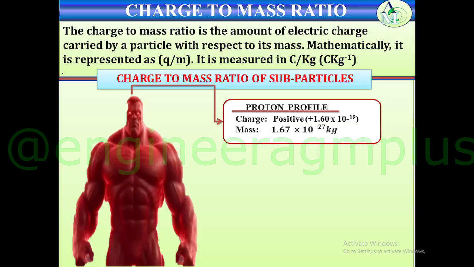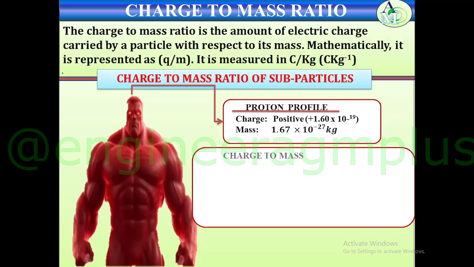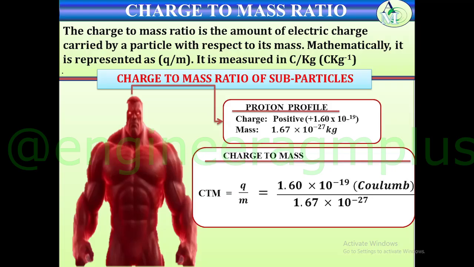This is its profile, that is the charge is positive, that is 1.60 times 10 raised to the power minus 19 coulomb, and its mass is given as 1.67 times 10 raised to the power minus 27 kilogram. How do we calculate the charge to mass ratio? Then it means Q over m. The ratio there can be substituted with a division sign. Q is 1.60 multiplied by 10 raised to the power minus 19 coulomb divided by 1.67 times 10 raised to the power minus 27 kilogram.